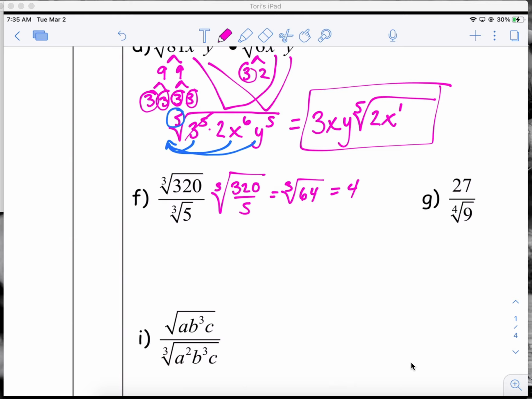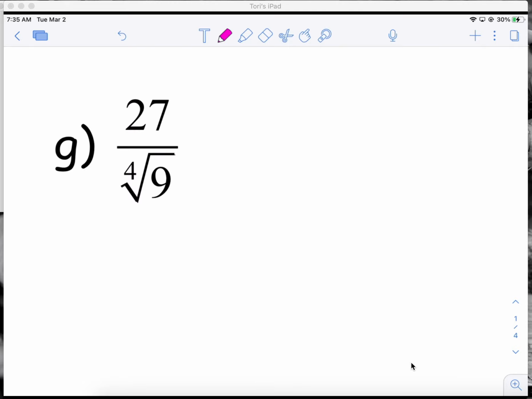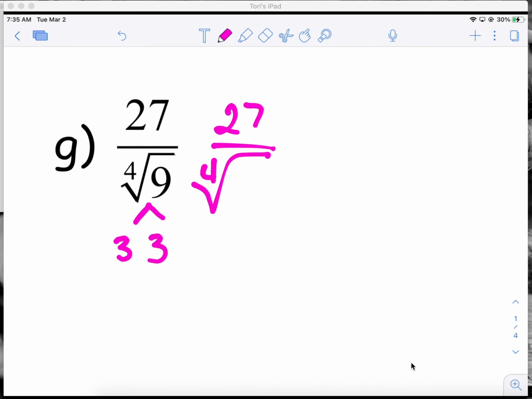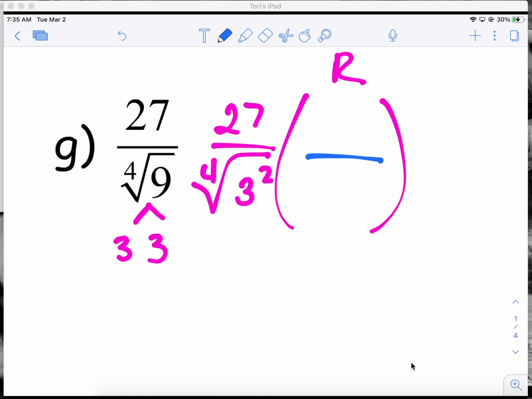Okay. All right, let's go with G. Most common error I see on G is people try to rationalize with a 9, okay? I do not ever want to use a power higher than what I need to. So if I can say 27 over the 4th root of, I could write a 9 as 3 times 3, or 3 squared. So these right now are the same. I'm going to rationalize, and I'm going to put a big R on top so you know what I'm doing. I am rationalizing, which means that I'm going to multiply something over itself. We have to keep it the same.